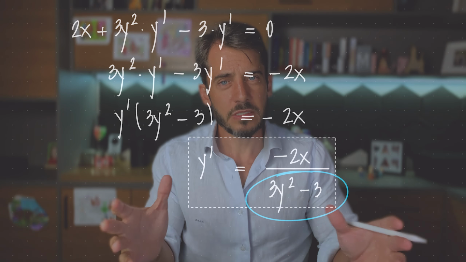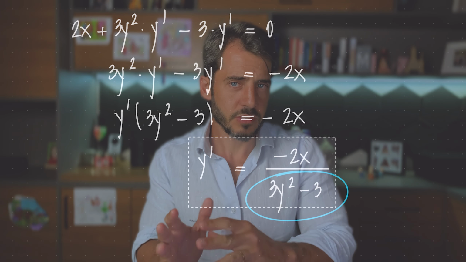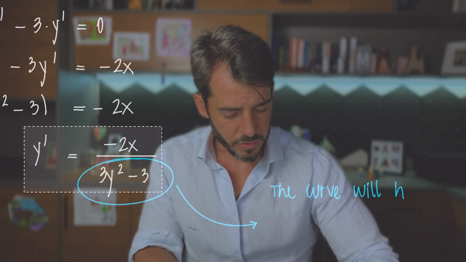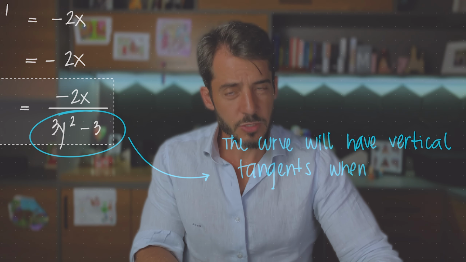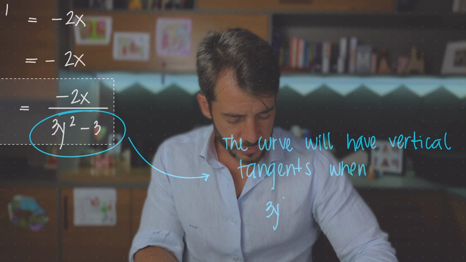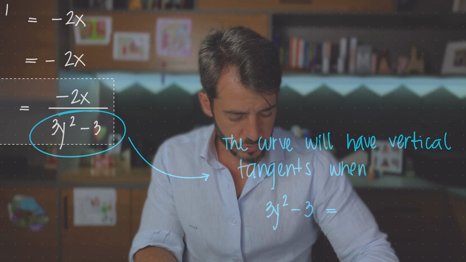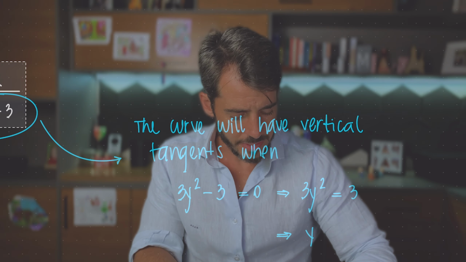So let's break this down into a few cases. Vertical tangents first. So the curve will have vertical tangents when the denominator is equal to 0, which is undefined. So when 3y squared minus 3 equals 0, which means that 3y squared is equal to 3, which means also that y is either positive or negative 1.